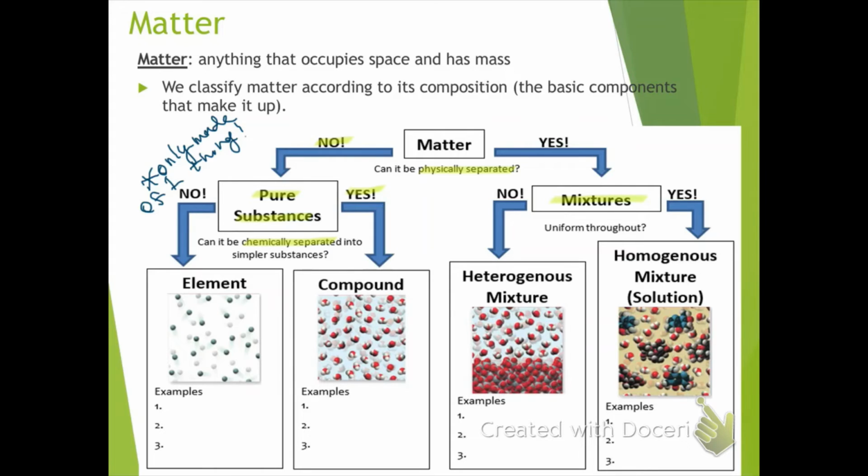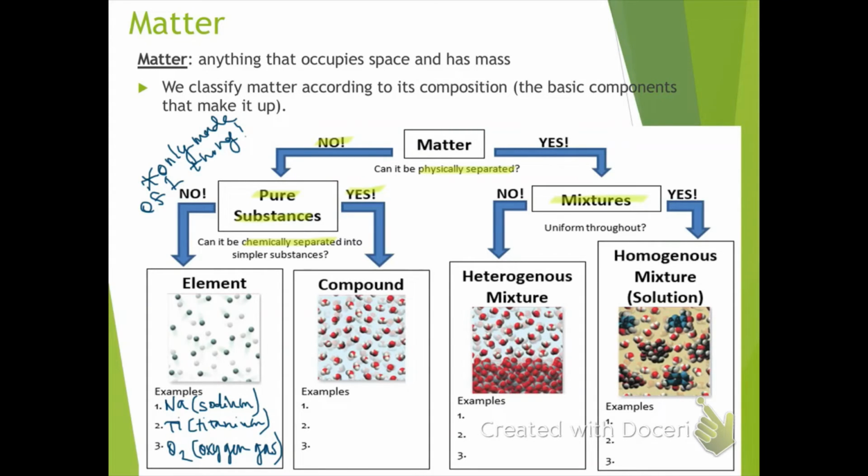It is a pure substance because it's only one single composition. So if we look at some of our examples of elements, which is anything on the periodic table, we can see things like sodium, titanium, or oxygen gas.